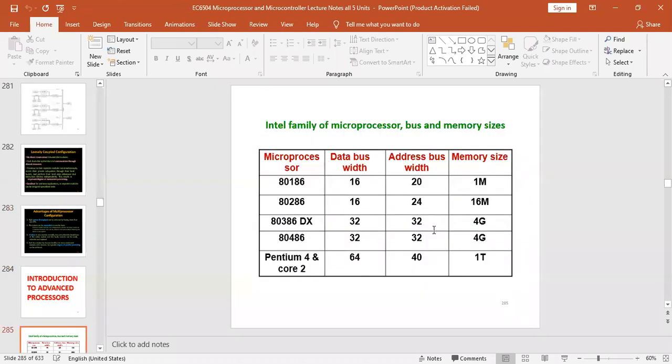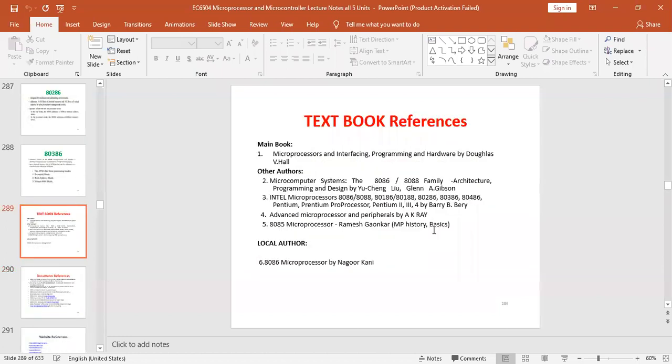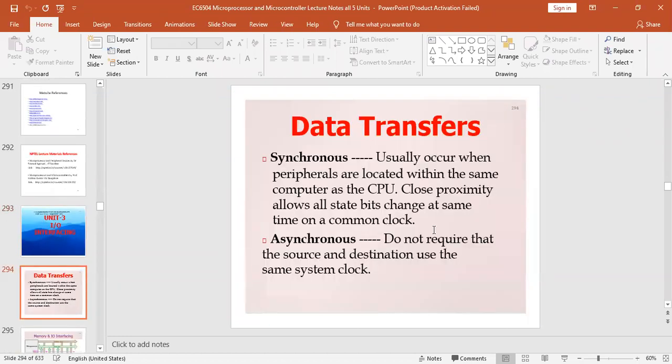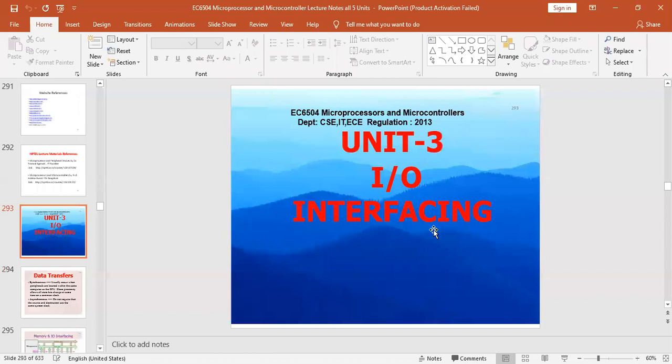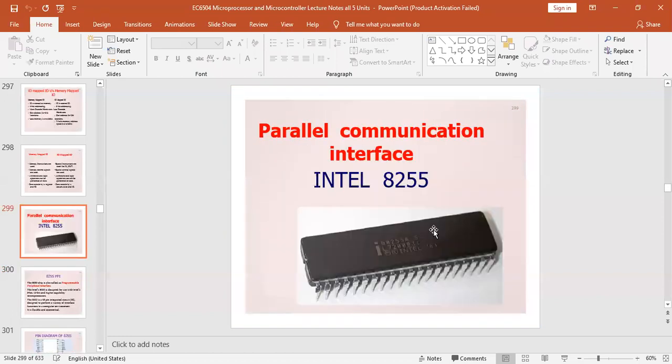Now coming to unit 3. Unit 3 is, what is the topic? In unit 3, our main topic is parallel communication interface. What is the other name for parallel communication interface? Can anyone tell me the answer for this? Or else just give me an example for parallel communication interface. Any example?